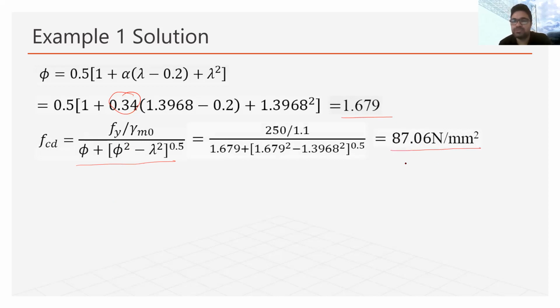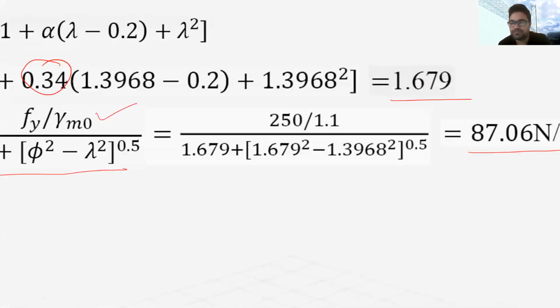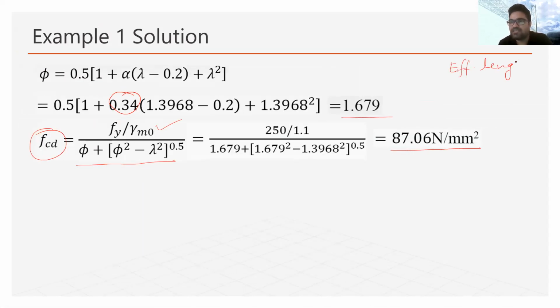Till now I have shown you the longer process of calculating FCD using the formulas. The IS code has provided some tables, and through those tables we can directly find the value of FCD if we know the effective slenderness ratio. Non-dimensional slenderness ratio is different, and effective slenderness ratio is different. Effective slenderness ratio is basically the ratio of the effective length of the column upon the radius of gyration, which is the r value. This is how we can find out the lambda value, and then we can use that table.